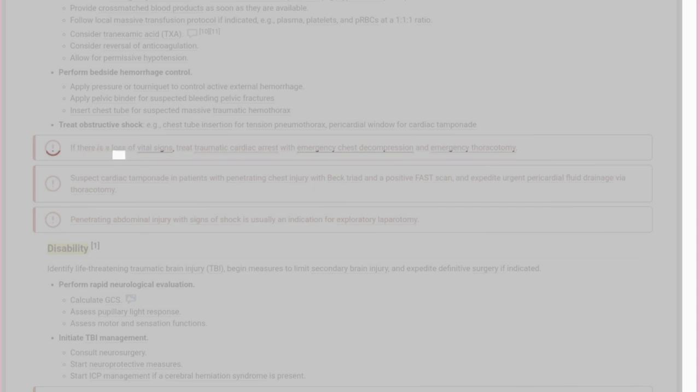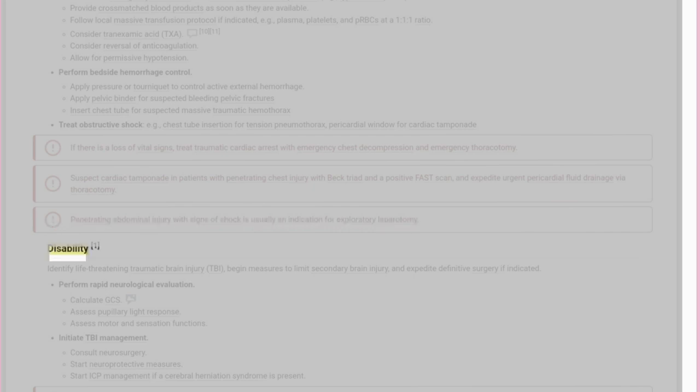If there is a loss of vital signs, treat traumatic cardiac arrest with emergency chest decompression and emergency thoracotomy. Suspect cardiac tamponade in patients with penetrating chest injury with Beck triad and a positive FAST scan, and expedite urgent pericardial fluid drainage via thoracotomy. Penetrating abdominal injury with signs of shock is usually an indication for exploratory laparotomy.